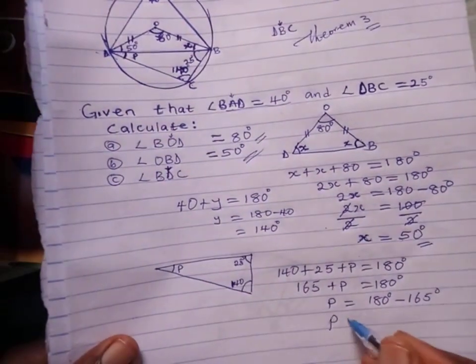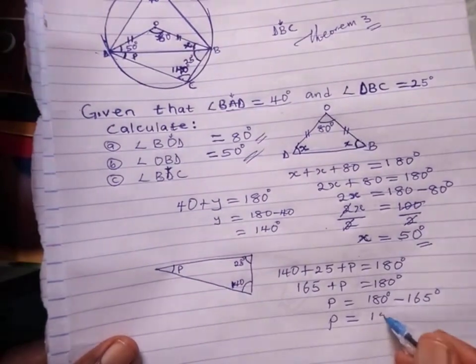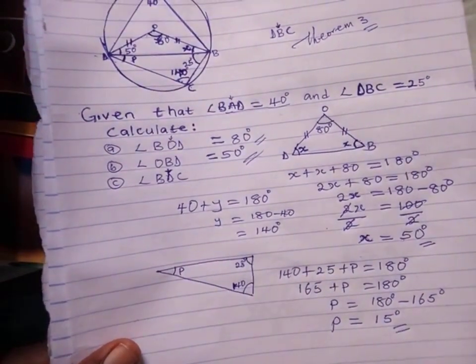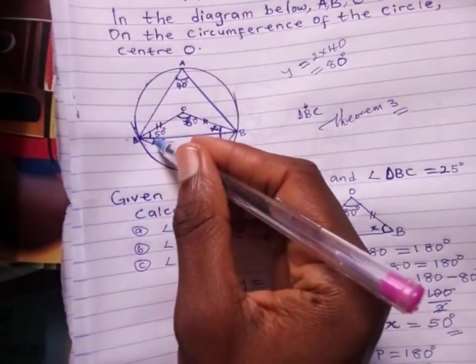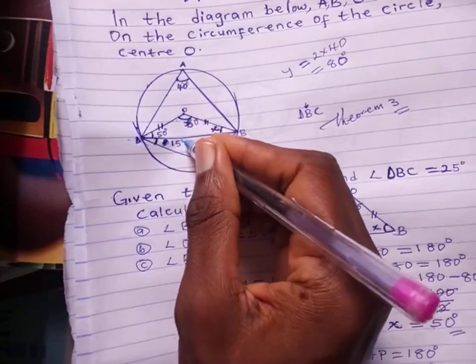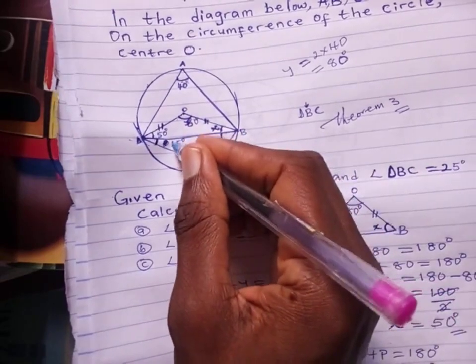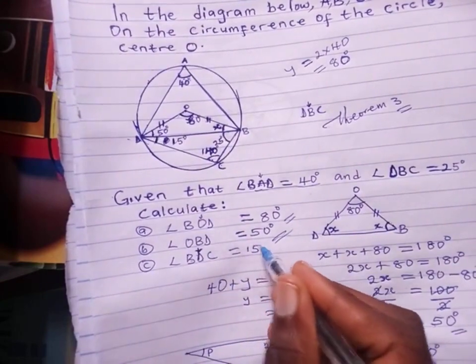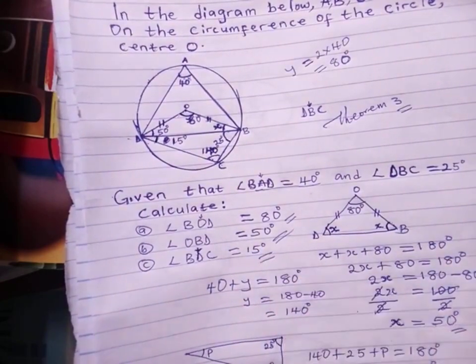So what is my value of P? P is now 15 degrees. So the angle at this point, P, is now what? 15 degrees. That's the value of the angle here. And this answers this very question, 15 degrees.